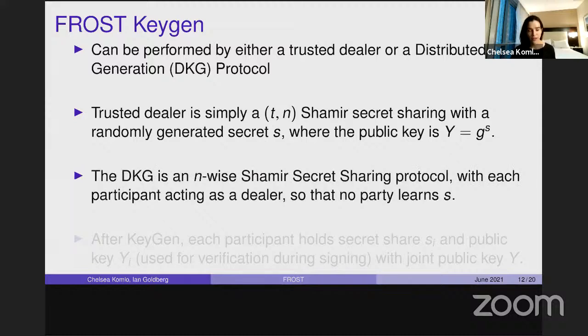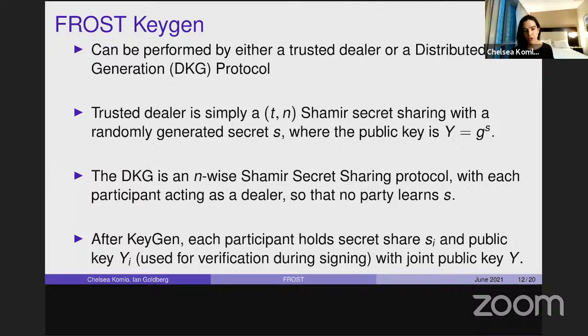The DKG is essentially an n-wise Shamir secret sharing protocol where every participant acts as the dealer. What's important in that setting is that no party learns s, even though every party contributes to s. That's the difference: the trusted dealer learns s and is trusted not to do anything, versus in the DKG setting, no party learns that long-lived secret.